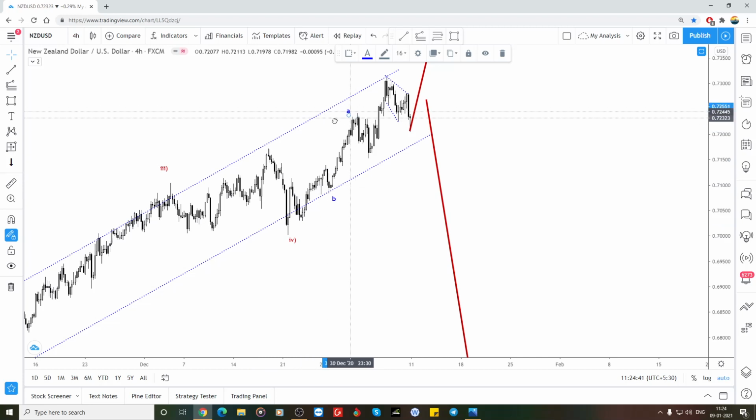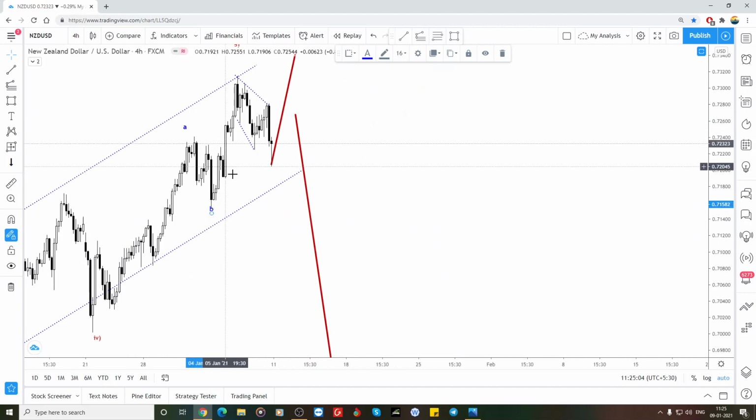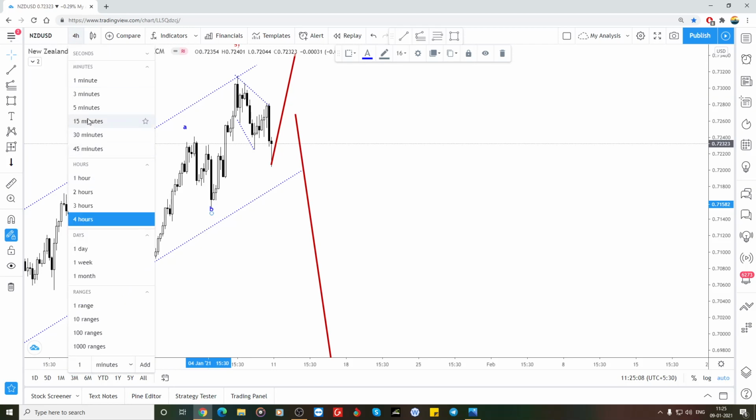So if it is A, B and C, one more 1, 2, 3. So C contains 5 waves. So this could be a wave 1, 2, 3, and we are in the 4th. One more wave to the upper side is also possible. I'm not saying no. Or if it is 1, 2, 3, 4, 5 as A, so this is the B, and here it's seen 1, 2, 3, 4, 5 is a 5-wave structure. But I will show you in that 15 minutes one.